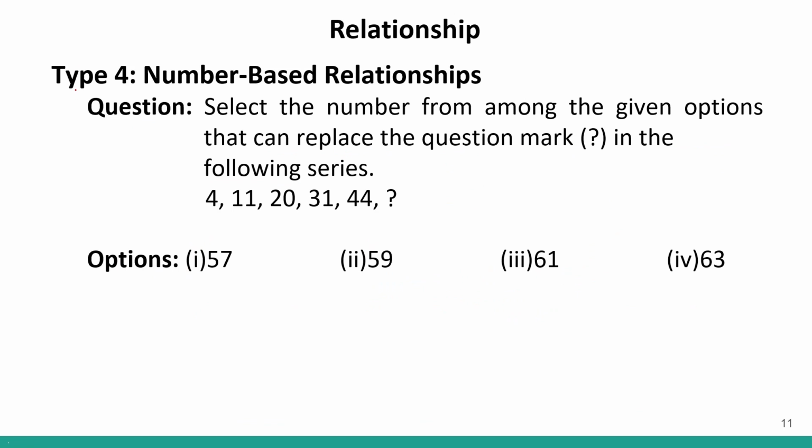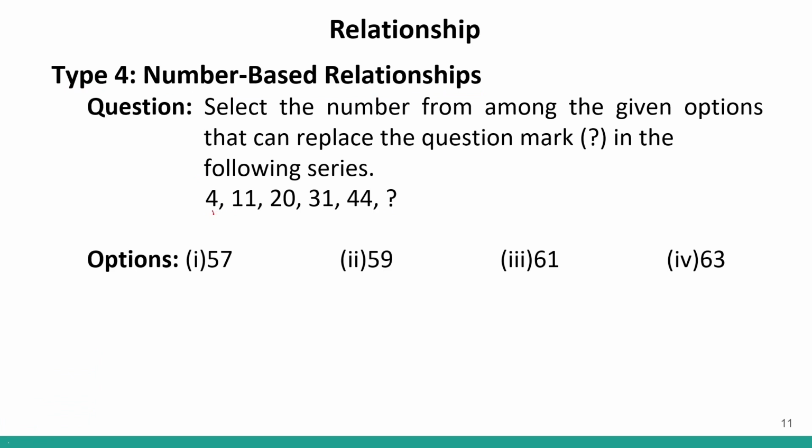Now, type 4, number-based relationship, same thing as number series. So first what we will do, we will find the logic that is being used throughout the series to find this missing element, right? Select the numbers from among the given options that can replace the question mark in the following series. We have to find this missing element. So first thing would be to identify the relationship, right?